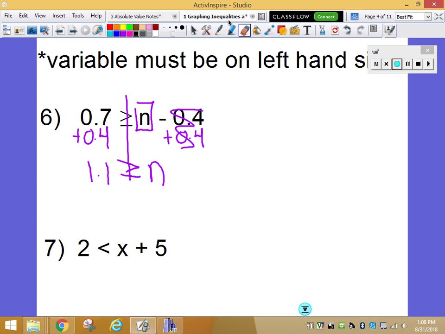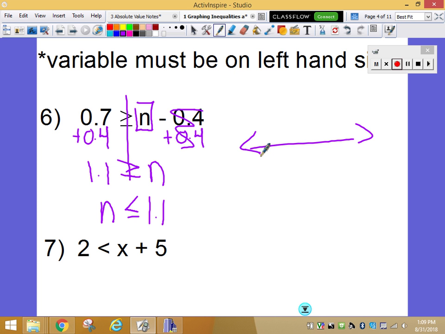Hopefully you can read the very first sentence up top and understand. The variable must be on the left-hand side. So we've done some like this. I'm allowed to flip them, right? I can flip those. But if you flip your n and your 1.1, then you also flip your inequality. So let's graph that.